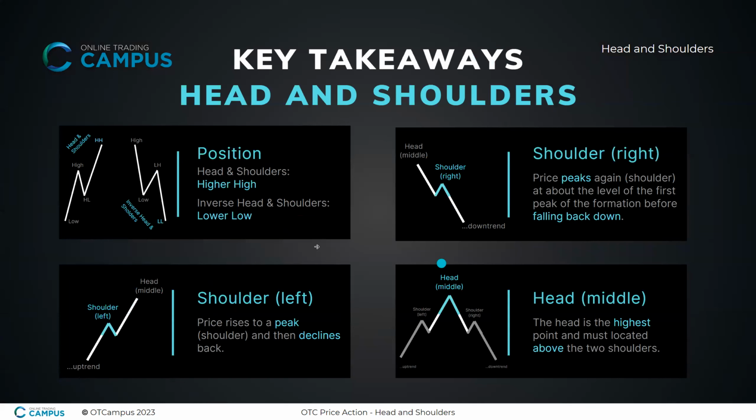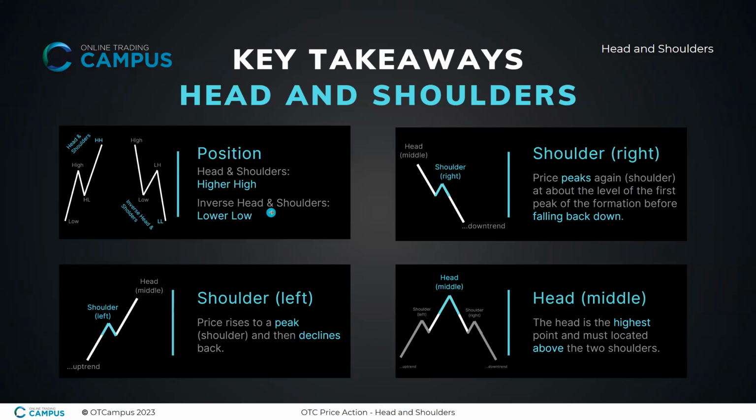Key takeaways, guys. Position. The head and shoulders position is on the higher high in an uptrend. Head and shoulders is a bullish to bearish trend reversal. That means the head and shoulders should, or must, form in the higher high area: low, high, higher low, higher high. We need the formation here.